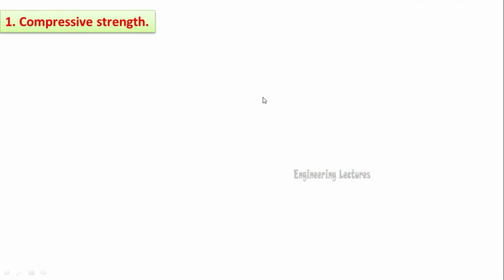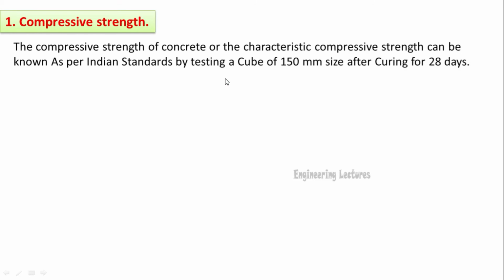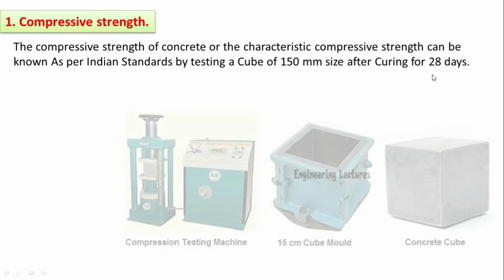Let's see the first one, compressive strength of concrete. The characteristic compressive strength of concrete can be known as per Indian standards by testing a cube of 150 mm size after curing for 28 days. This is nothing but the strength of concrete. To know the strength of concrete according to Indian standard, we have to cast a cube of 150 mm and cure it for 28 days.